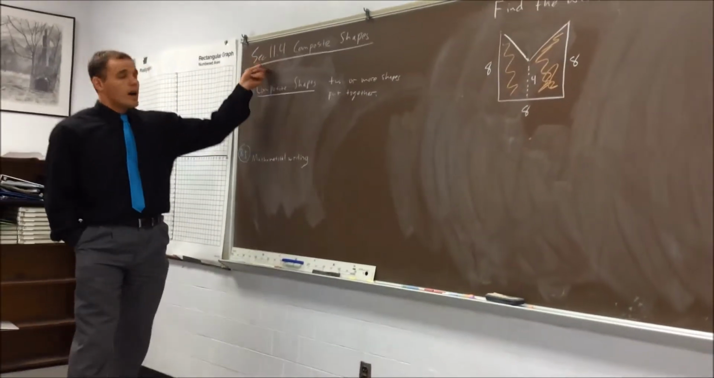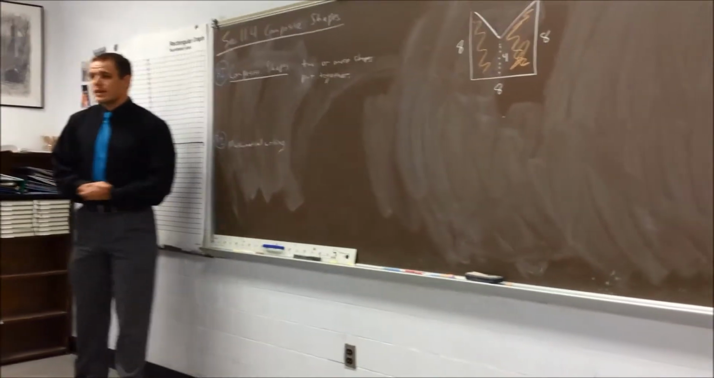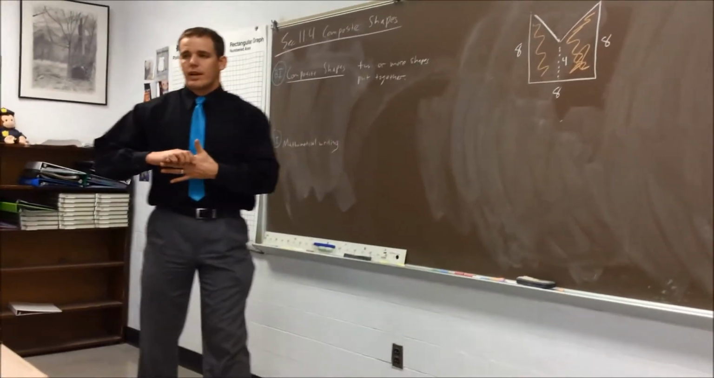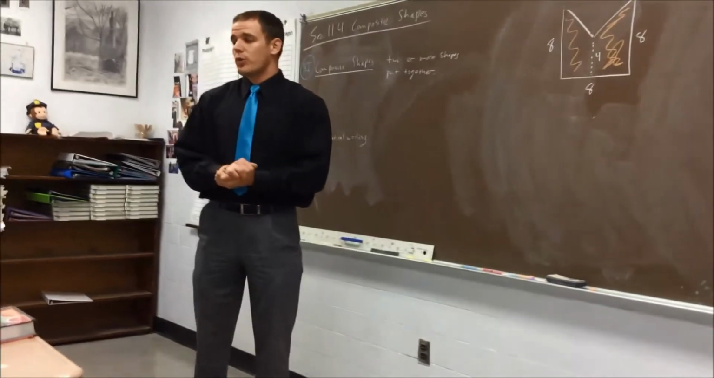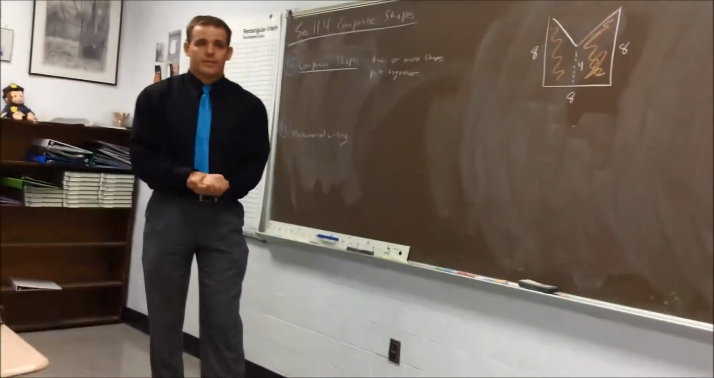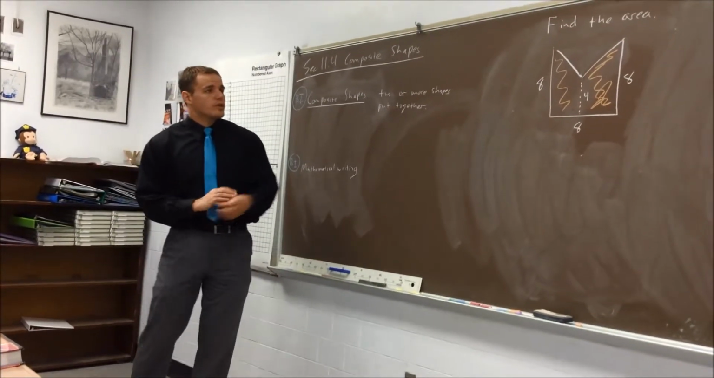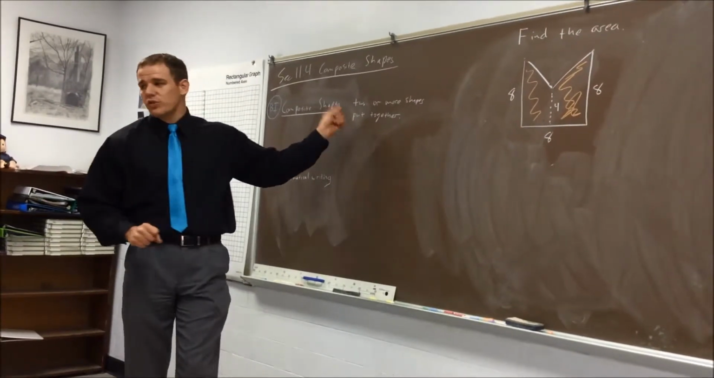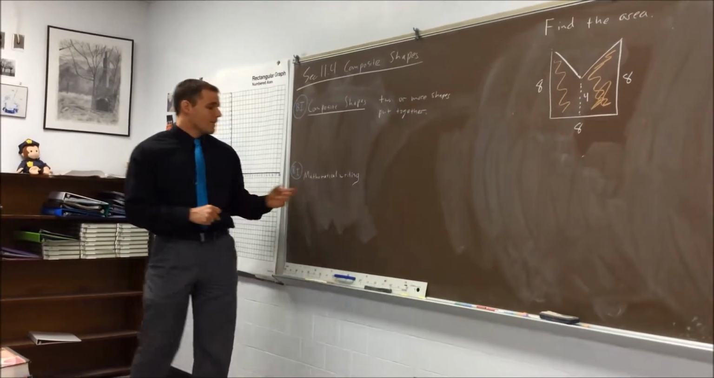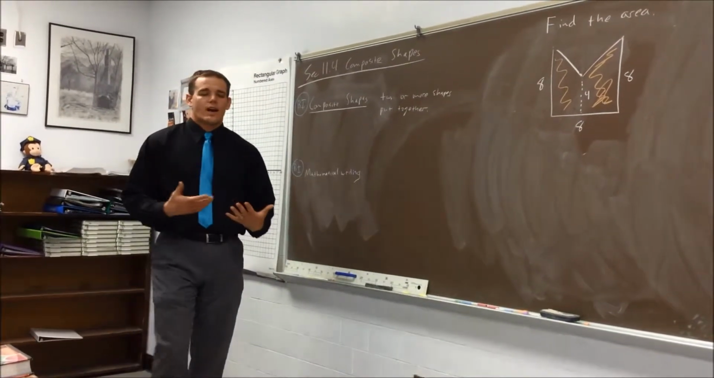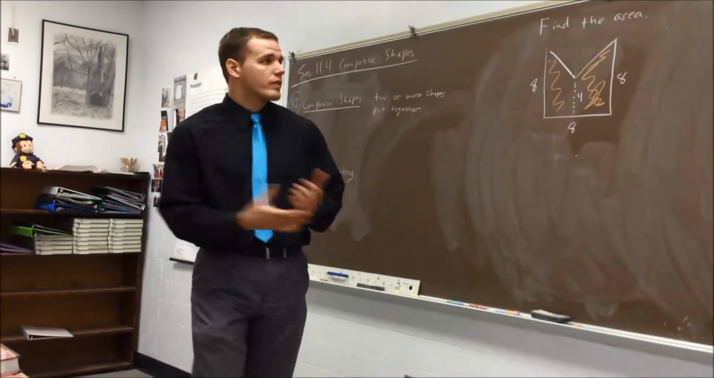All right, we're going to be starting composite shapes today. The second part of 1.4, we're just going to skip that defined area of hexagons and octagons, all that sort of thing. But we're just going to be dealing with composite shapes. Composite shapes are two or more shapes put together. And then mathematical writing is how we present the information.